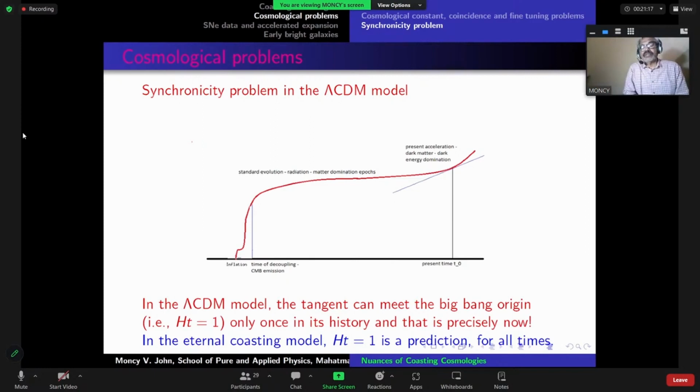But in the eternal coasting model, Ht equal to 1 is a prediction because the evolution is linear. So this is a prediction. So there is no synchronicity problem in the eternal coasting model.